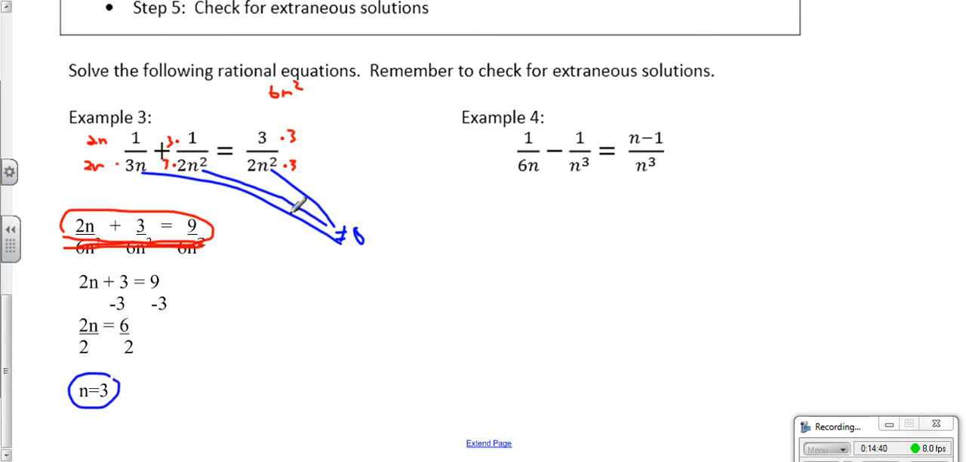All right, now I'm going to stop with this one. I'm going to show you another method on our next part. So this ends 9.5 part A.